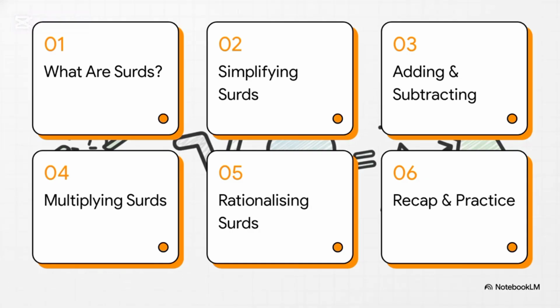Here's our game plan for today. First, we'll cover what surds actually are. Then we'll jump into the really important skills: simplifying them, adding and subtracting, and then multiplying. We'll also tackle a really crucial technique called rationalizing. And, of course, we'll wrap it all up with a quick recap and some practice problems so you can be sure you've got it down.